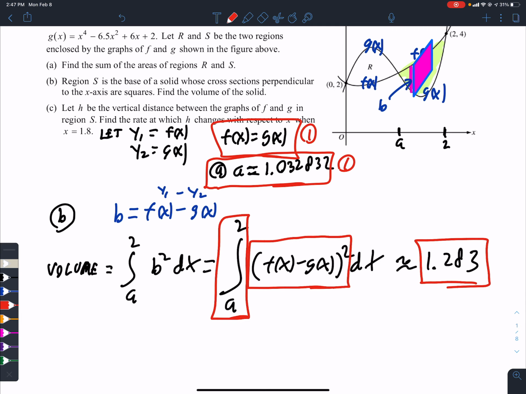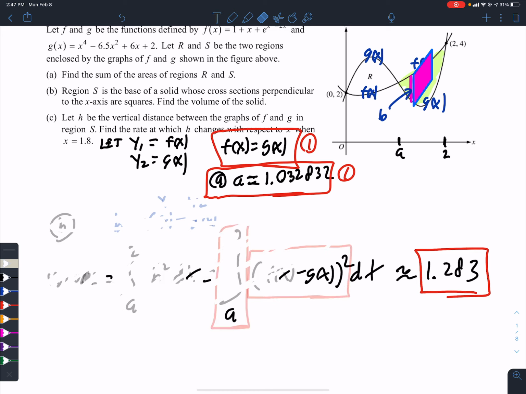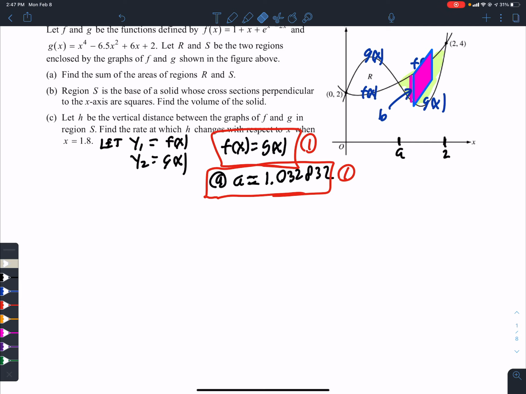Let's do C. So let me erase stuff. Again, you can fast forward as I erase. This kind of takes time. Not too bad. All right. Now let me erase this stuff.